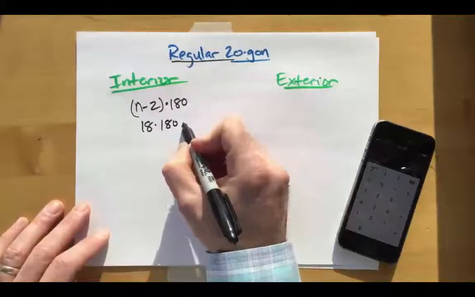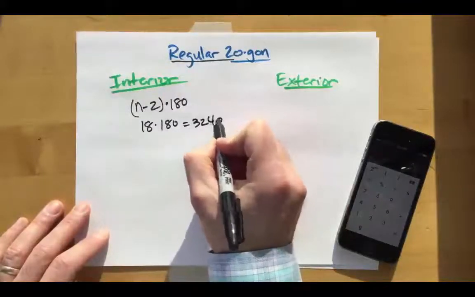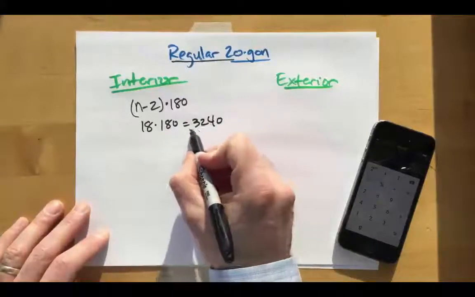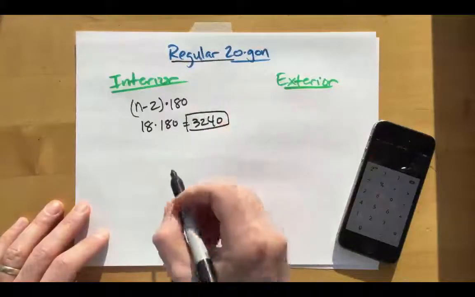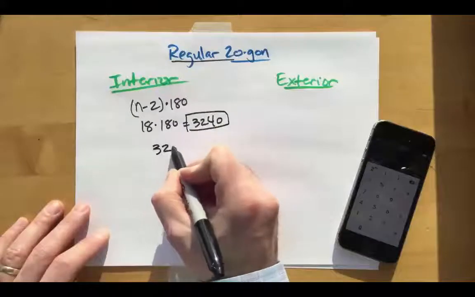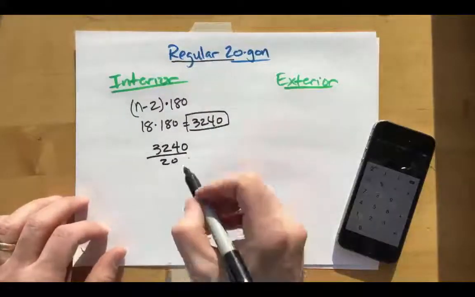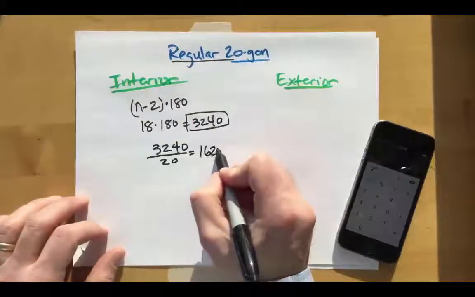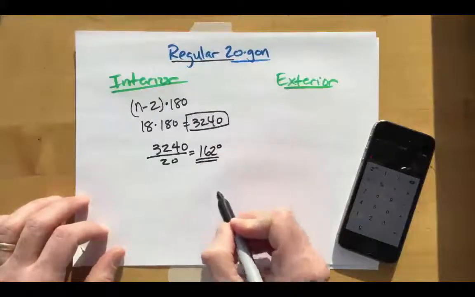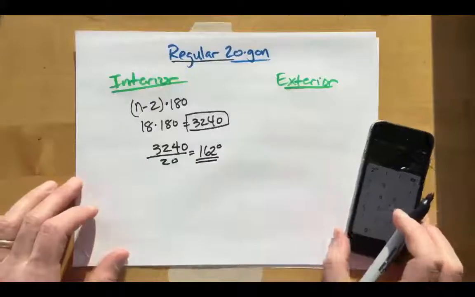Which will result in 3,240. And now we need to take that sum of all 20 interior angles and divide that evenly amongst those 20 angles. So we need to divide 3,240 by 20, and when we do so, we'll get 162 degrees. So each interior measure is 162 degrees.